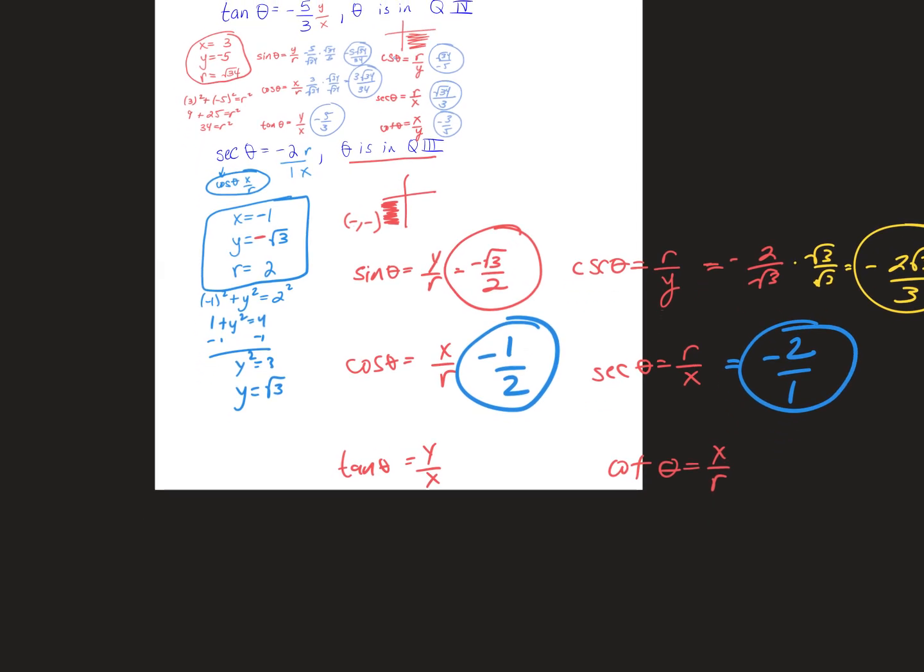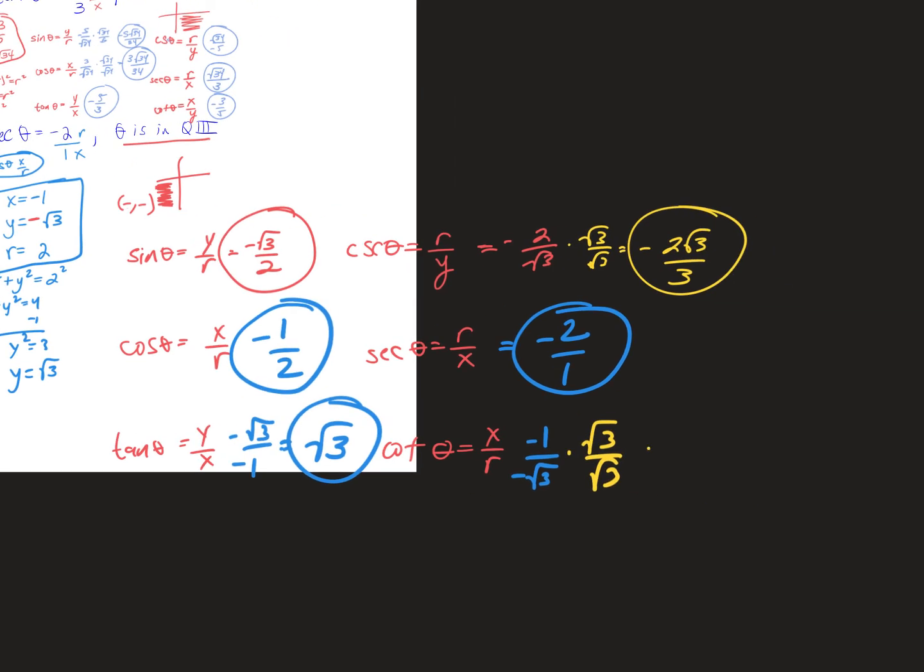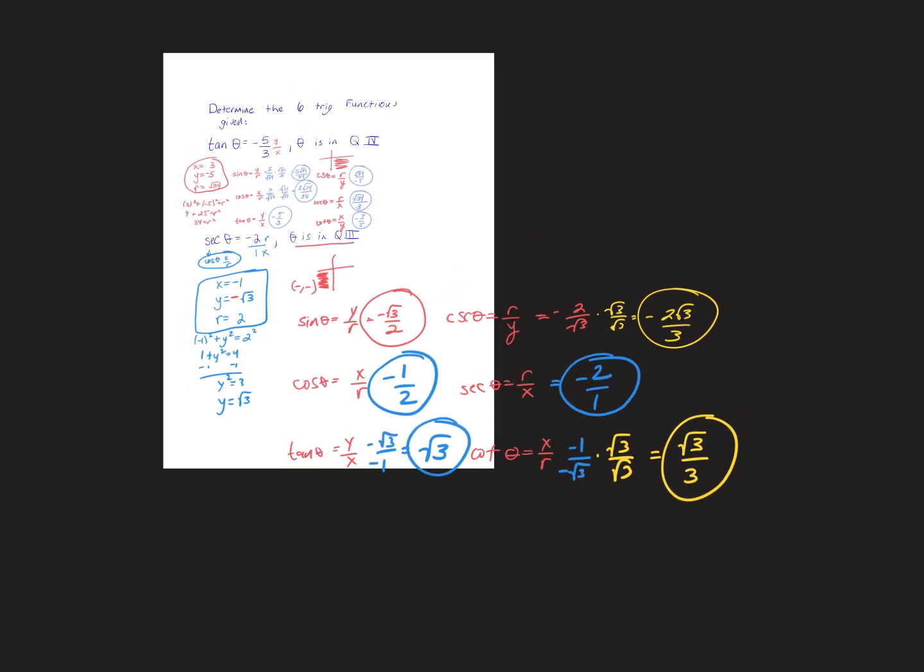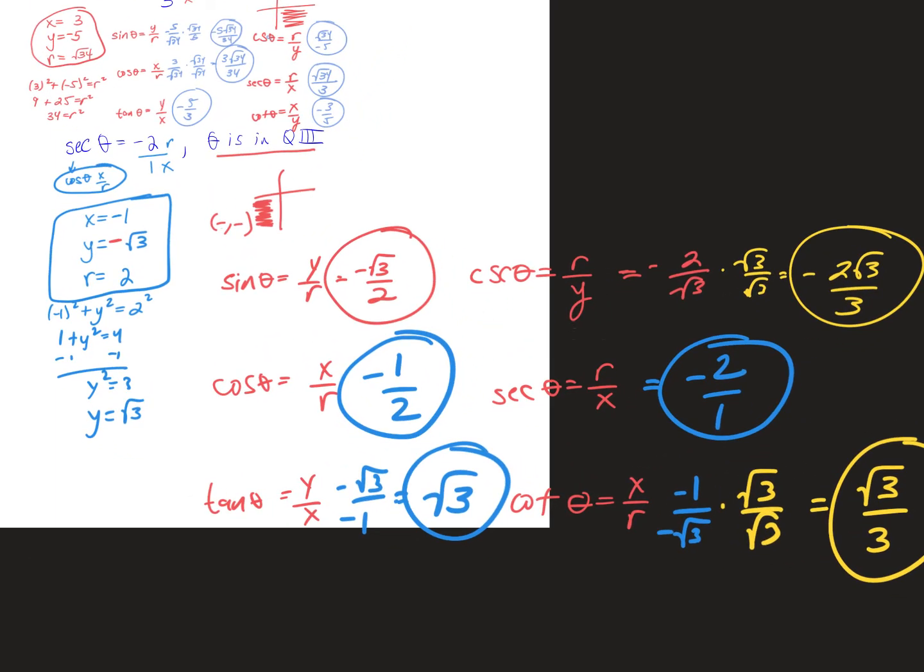Tangent is y over what? X. So negative root 3 over negative 1. What does that equal? Square root of 3 over 1, or just square root of 3. Good. And then my cotangent is going to be x over y. So negative 1 over negative square root of 3. What's wrong with that? Rationalize. 2 negatives become a positive. So it's the square root of 3 over 3. Wouldn't it be negative square root of 3? A negative divided by a negative is a what?